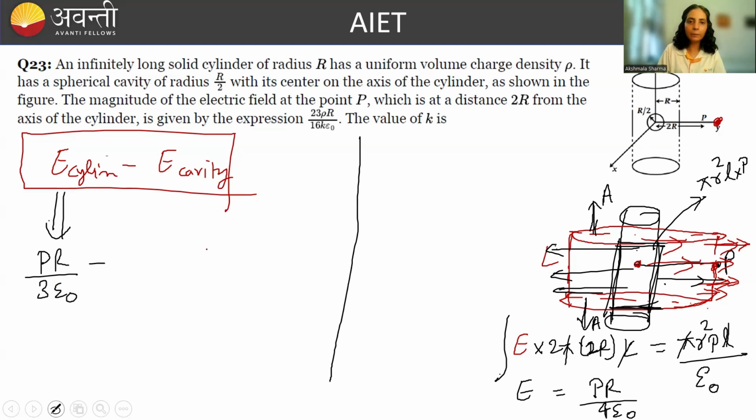Now electric field because of cavity, how will you calculate? So this cavity is what? This is a sphere now. For this sphere, this point P is outside. So electric field because of cavity will be nothing but kq by (2r) square. Now the question is, what is Q? Q is the charge inside the cavity.